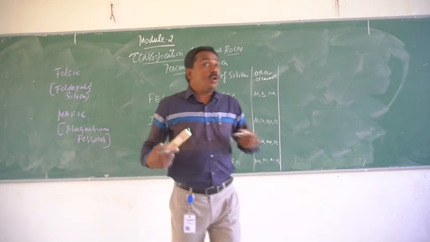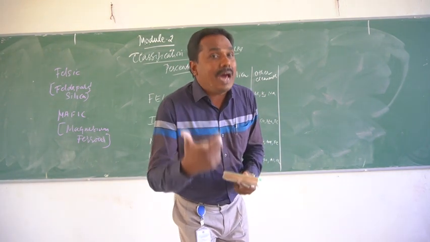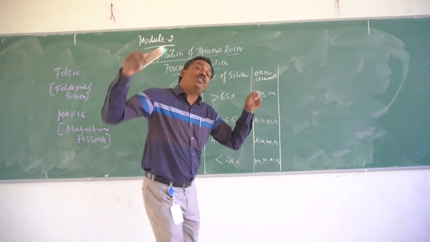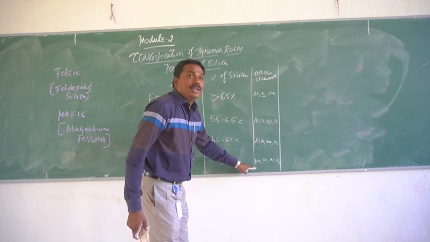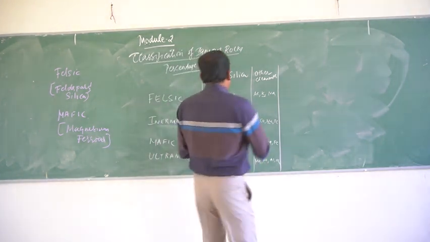Whichever rocks we see that are dark in color indicate the presence of iron or magnesium. In the further classes, I am going to explain this to you. That is what we call the ultramafic rock.